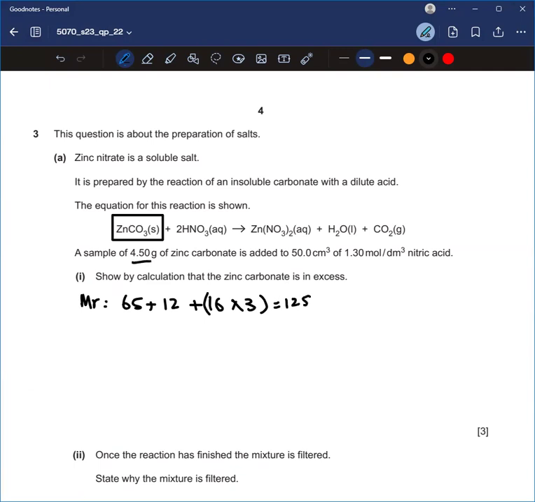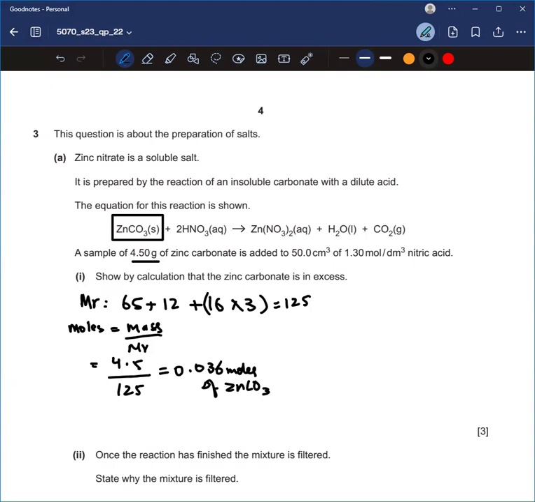And we have the mass here. Using the formula, moles equals mass upon Mr. Mass is 4.5, Mr is 125, so 4.5 divided by 125. This is 0.036 moles of zinc carbonate.